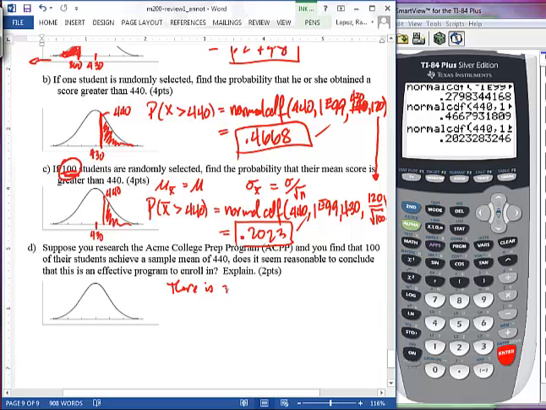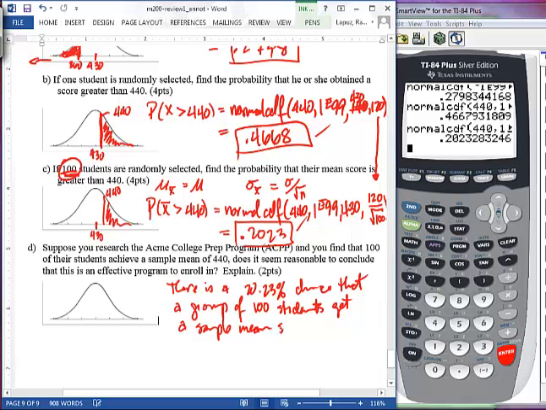There is a 20.23% chance that a group of 100 students get a sample mean score of 440 or higher.